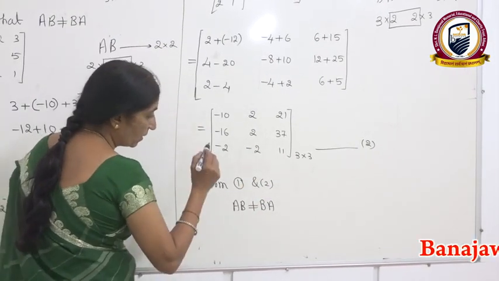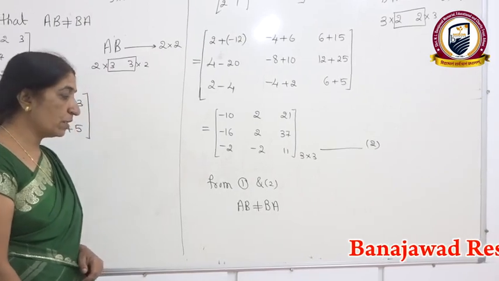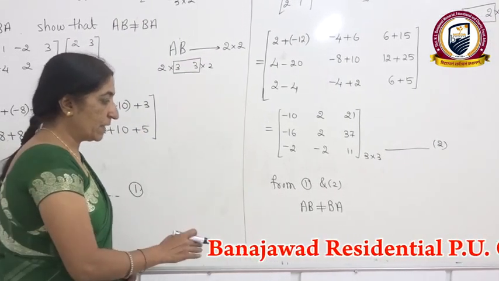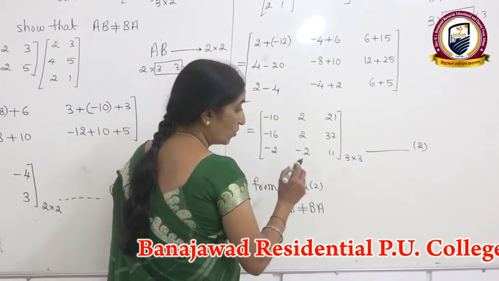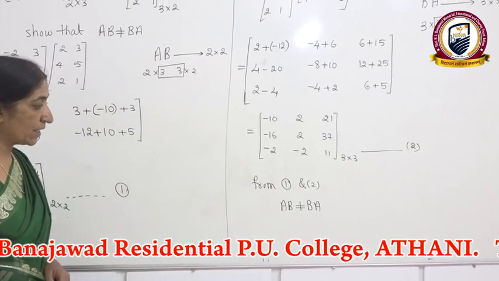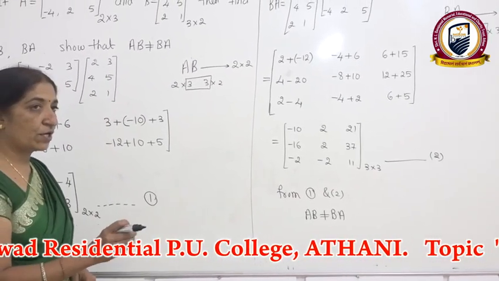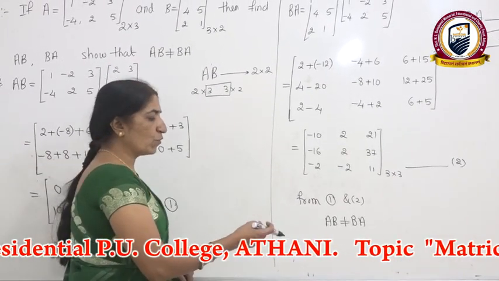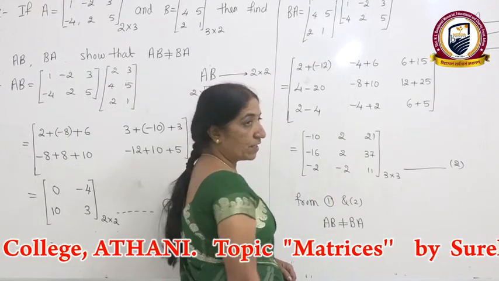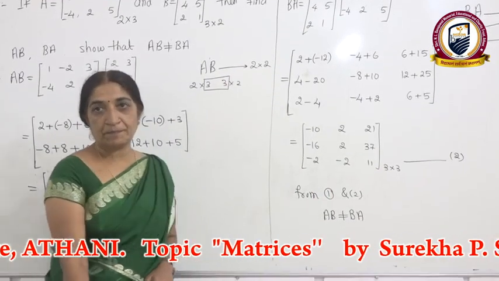And by observing this also you can come to one conclusion, that is, in general, multiplication of the matrices is not commutative. Only in a few examples you will get AB equal to BA.